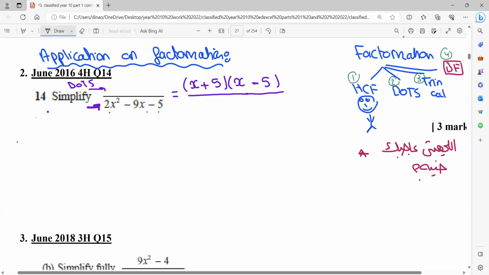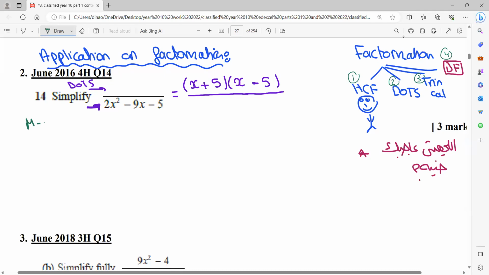No, because there is nothing common in all three. Nobody should tell me that I can take the X. No. To be able to take a common factor, it has to exist in all three. So the HCF is out. The difference of two squares? No, those are 3 items. So this is a quadratic trinomial.